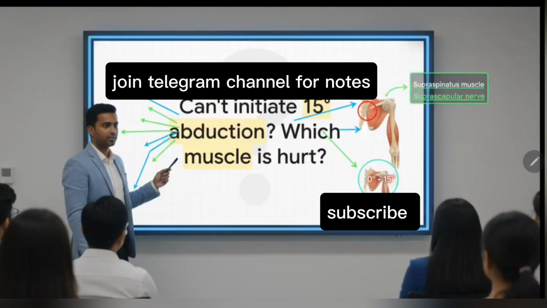Keep revising and keep visualizing the anatomy in 3D. Anatomy is all about logic.